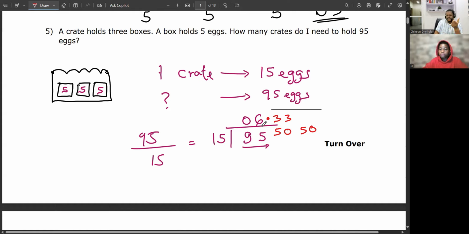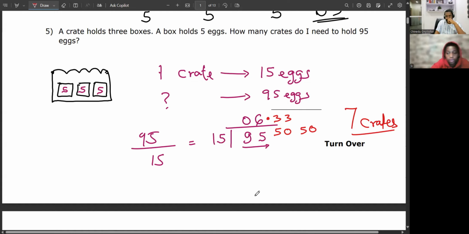So it means that you have 6 crates plus some remainder, right? So if you want to know how many crates are going to hold all together, you add the 6 crates plus the remainder, which is going to become how many? 6 plus the remainder, which is not up to a whole. 6 plus 1, 7. So it's going to hold 7 crates. 6 with a remainder, that makes it 7.